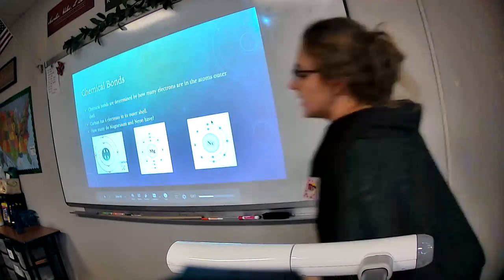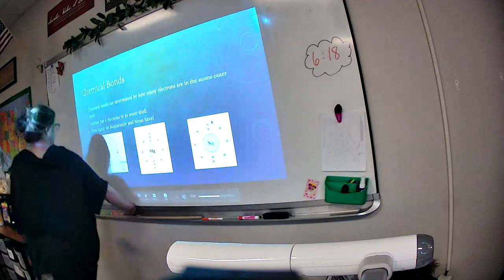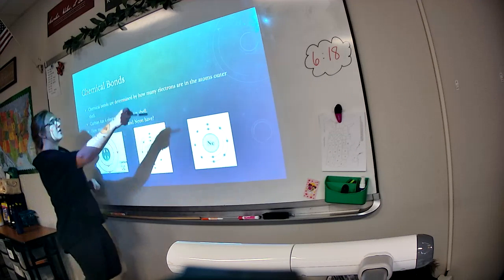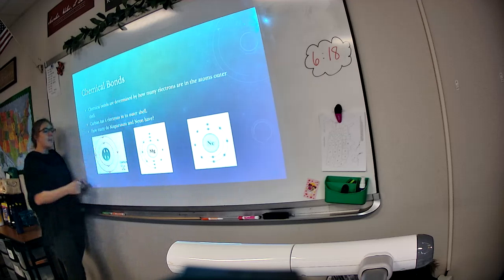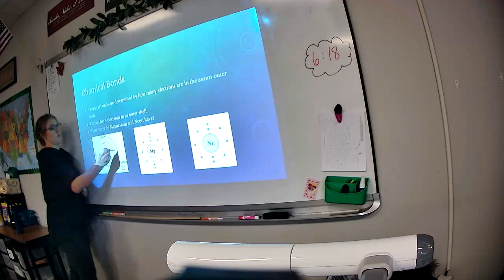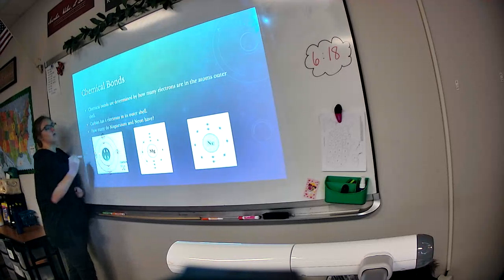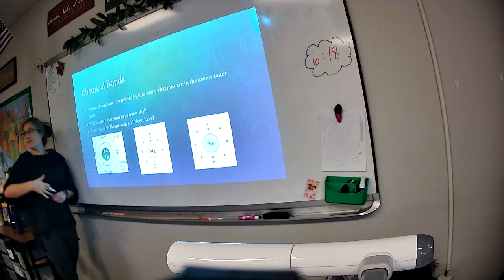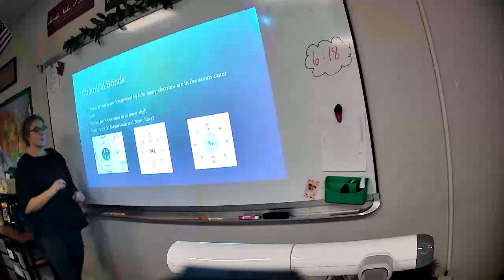So, first, we're going to count the number of electrons received as the bond. So, chemical bonds are determined by how many electrons are in the atom's outer shell. How many does carbon have? Count. 1, 2, 3, 4. So it's got 4 valence electrons. It can either give away 4 or it gets 4 more.